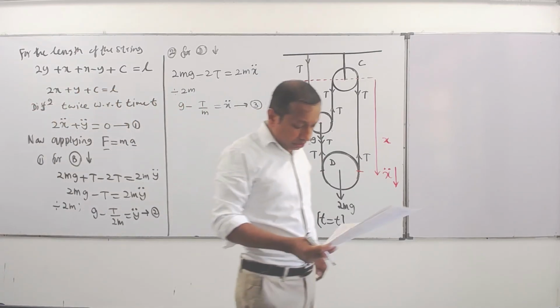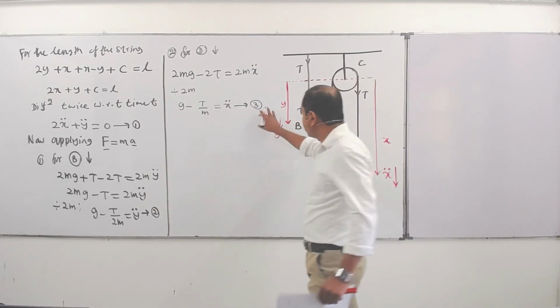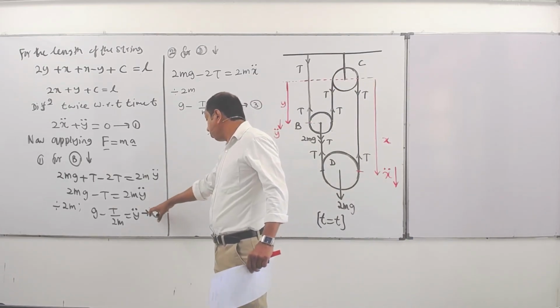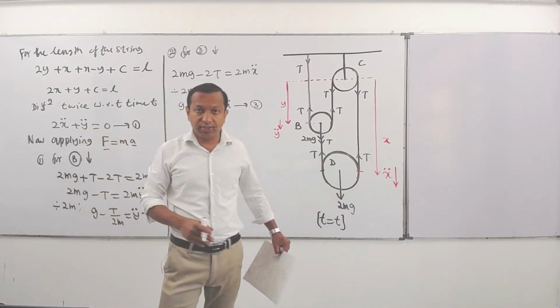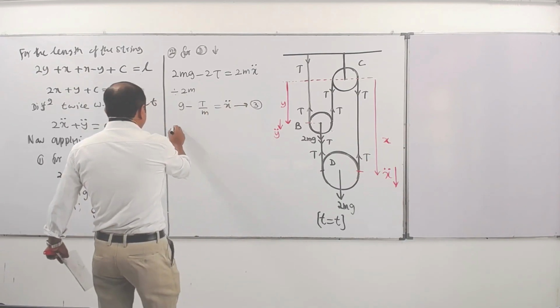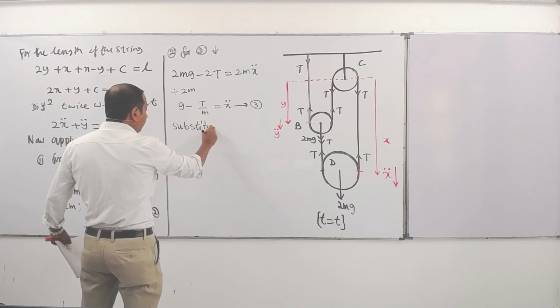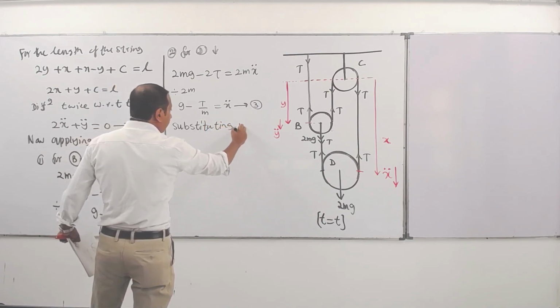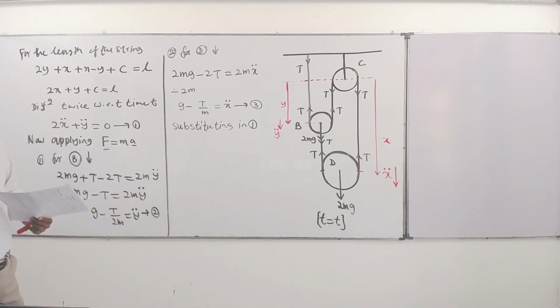People are asking to find what? The tension T. The best way in this case to find the tension T is by using this 3 and this 2, the y double dot and x double dot, and we substitute in number 1. Then we get the T very easily. Right? Substitute in number 1.